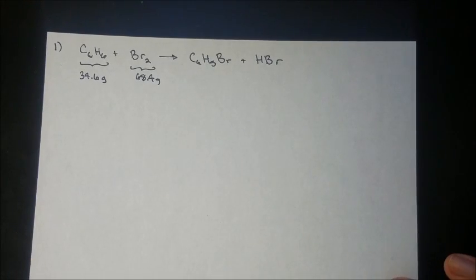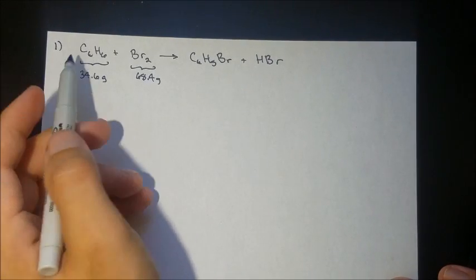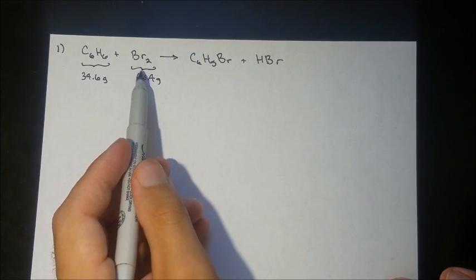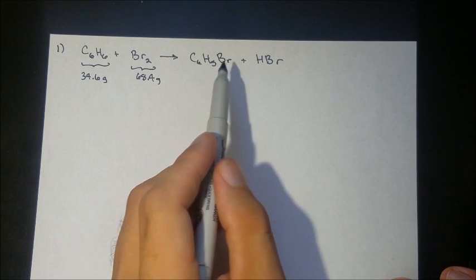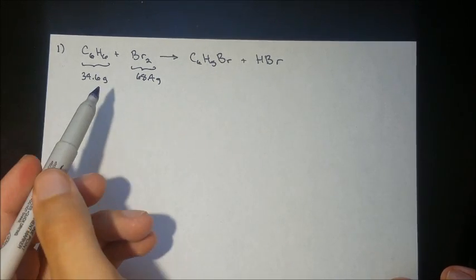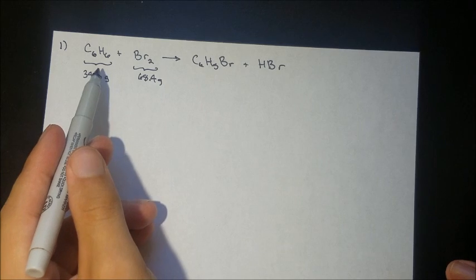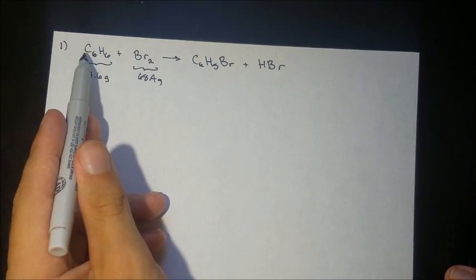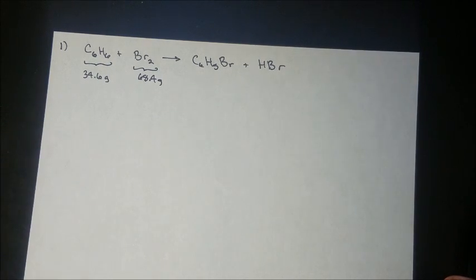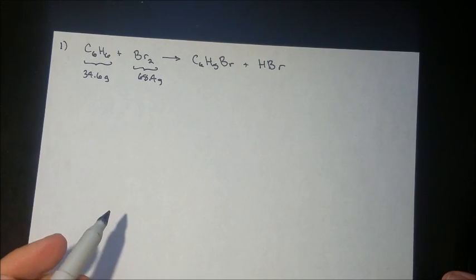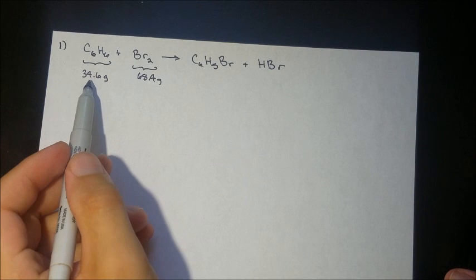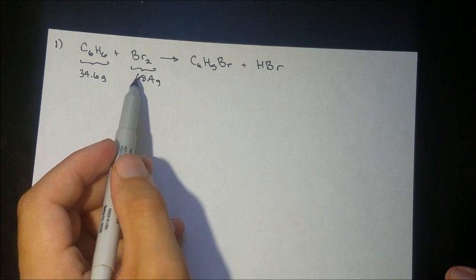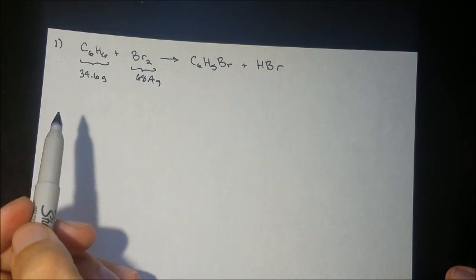Okay, so for number one, we are given this reaction where we've got benzene, that's C6H6, reacting with bromine to produce bromobenzene and hydrobromic acid. So I'm just going to call these benzene and bromine and bromobenzene because that's easier to say than C6H6, but just so you know what I'm referring to. So in the problem, we were given a couple numbers. We were given that we have 34.6 grams of benzene and 68.4 grams of bromine.